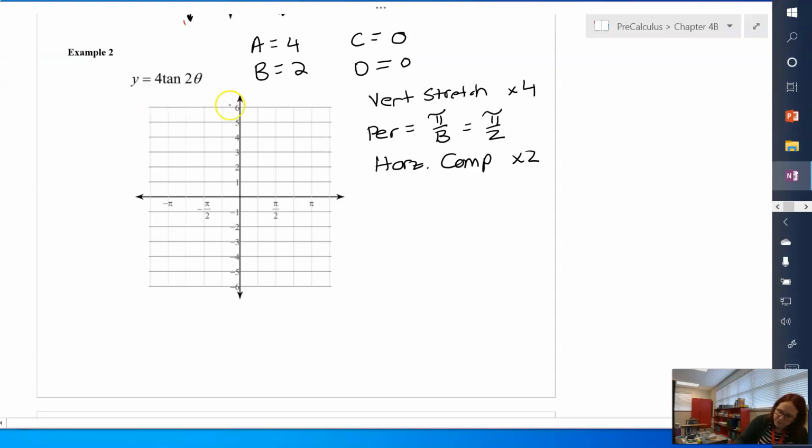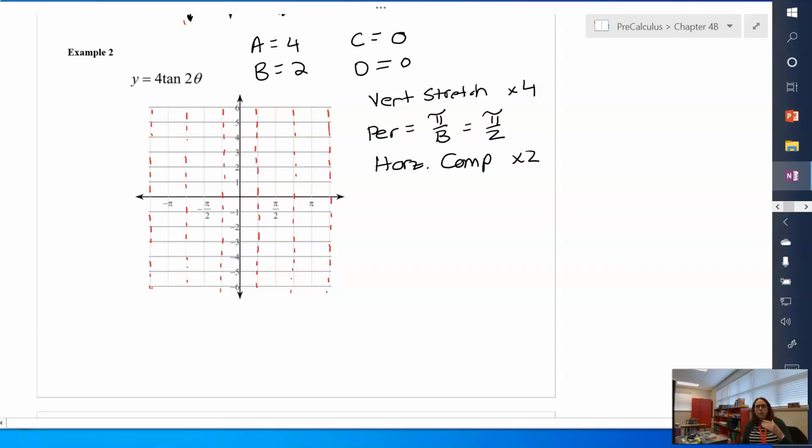So I'm going to put in my asymptotes now. Right here is pi over 4. My period is pi over 2, which means I'm going to have another asymptote here at negative pi over 4. I'm going to have another asymptote here at 3 pi over 4, and just every pi over 2, I have asymptotes. That means I'm going to be able to fit quite a few periods on my graph here.